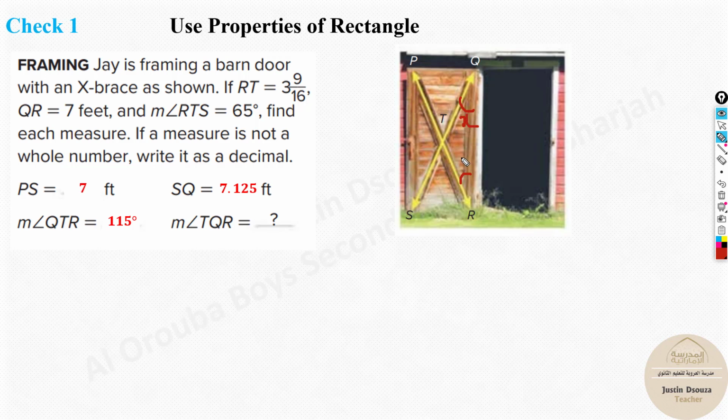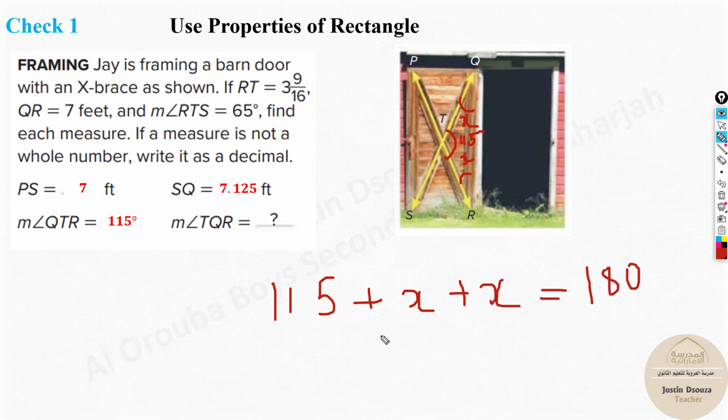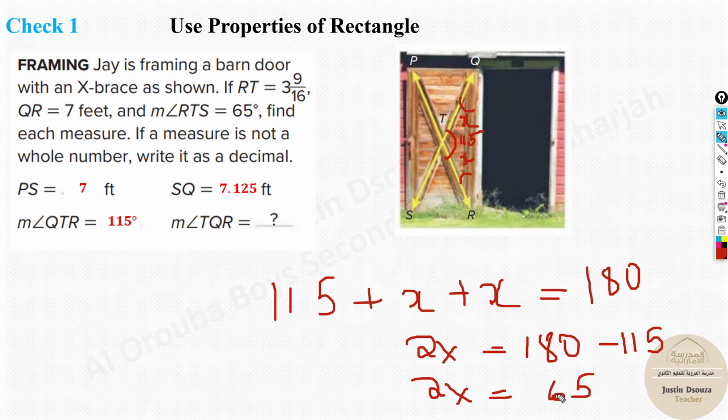So now if I take this as X, this is X. And what about this angle? This is 180 degrees. Sorry, it's not 180 degrees. It is 115. Now if you add them all, 115 plus X equals 180 degrees. And now here it will be 2x, that is equal to 180 minus 115. This will be 65. Now you must divide this by 2 because it's 2x. So x would be 32.5 degrees. That would be the final answer.